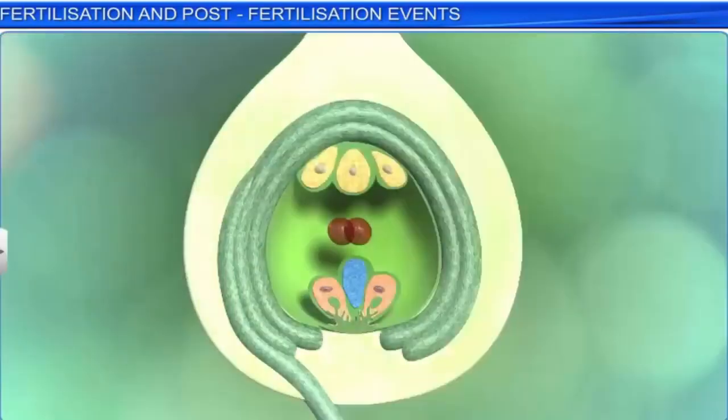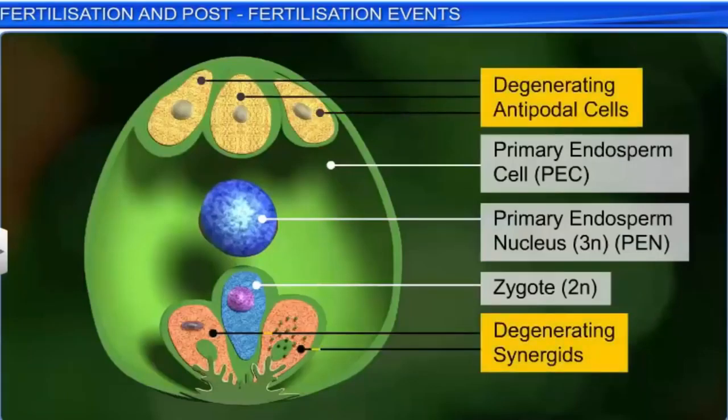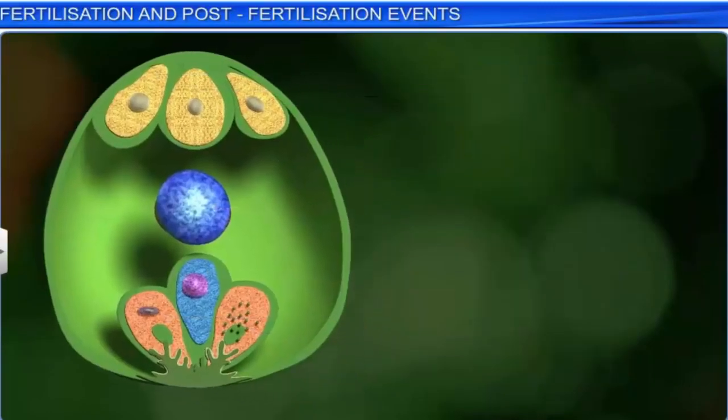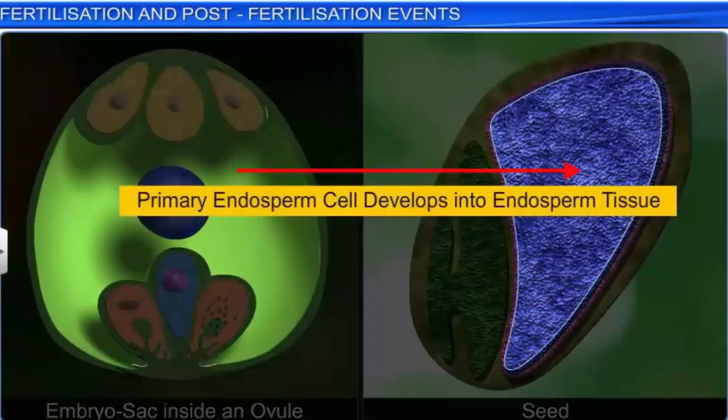These events include degeneration of the antipodals, synergids, and the development of the zygote into an embryo and the primary endosperm cell into the endosperm by repeated mitotic divisions.